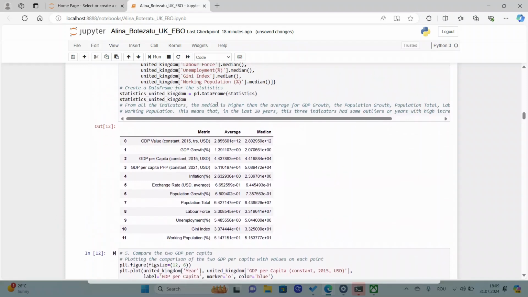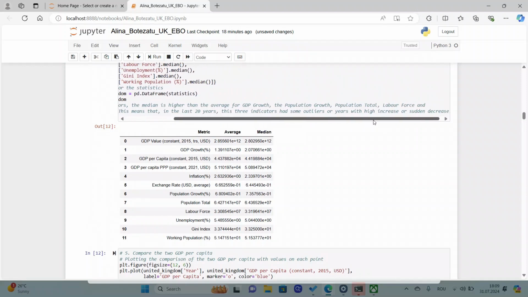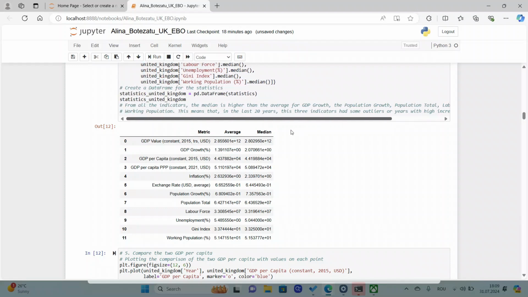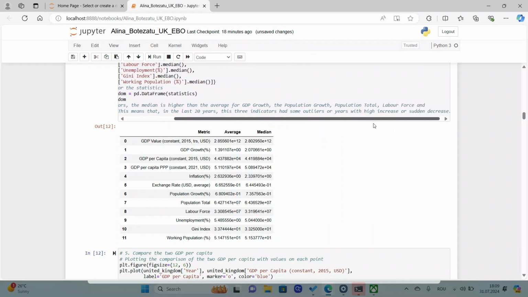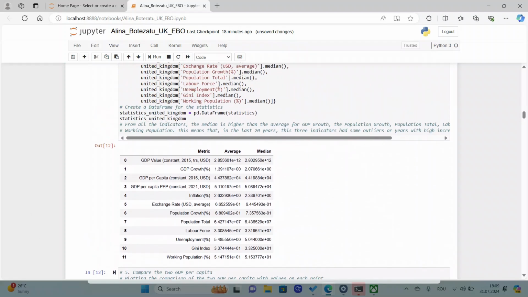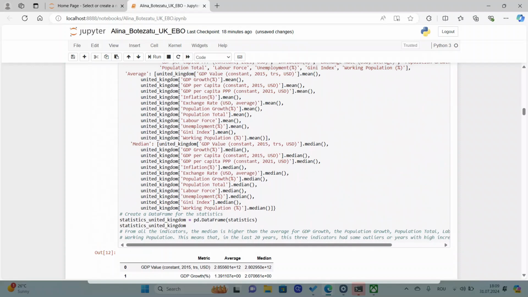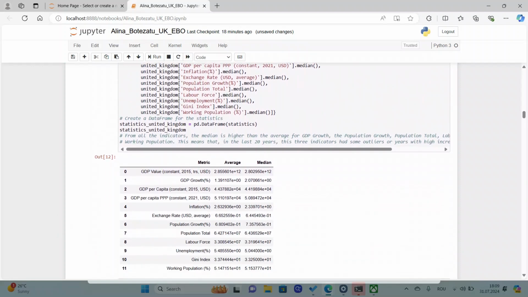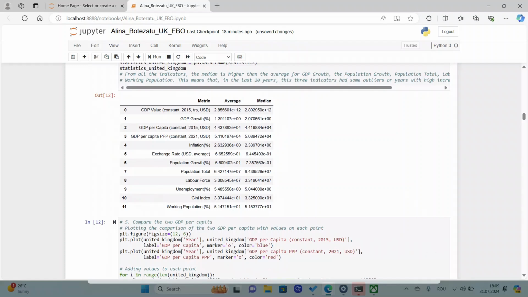From all the indicators, the median is higher than the average for GDP, population growth, population total, labor force, and working population. This means that in the last 20 years, these indicators had some outliers, years with a high increase or sudden decrease, which is normal because this period included the Great Recession in 2009, and then the COVID years.